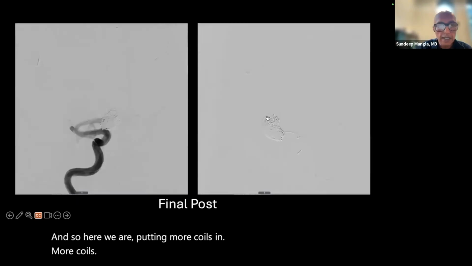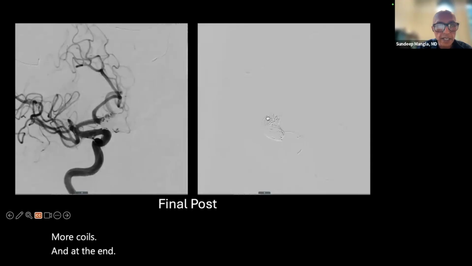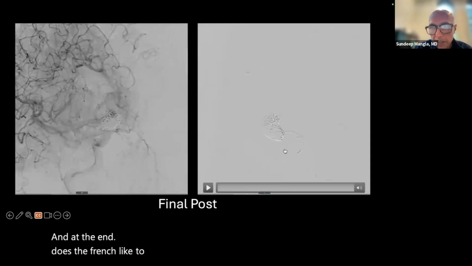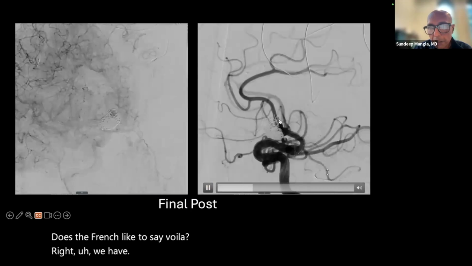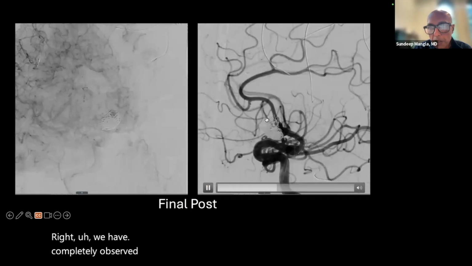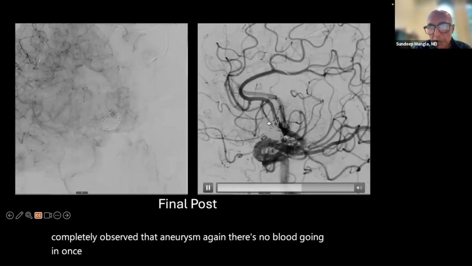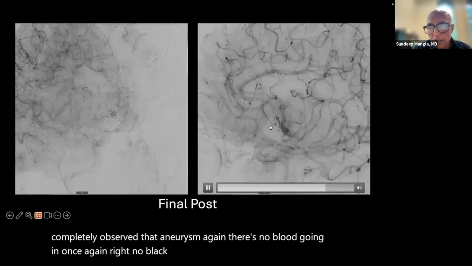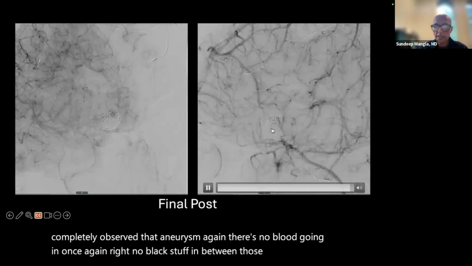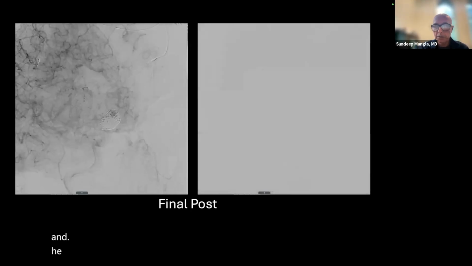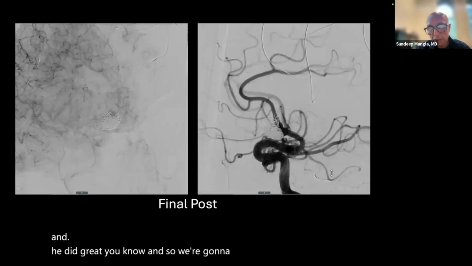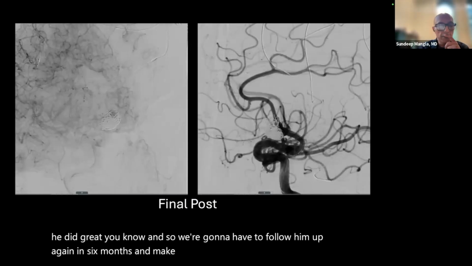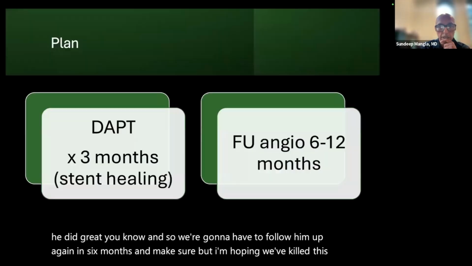And at the end, as the French like to say, voila, right? We have completely obliterated that aneurysm again. There's no blood going in once again, right? No black stuff in between those coils, and he did great, and so we're going to have to follow him up again in 6 months and make sure, but I'm hoping we've killed this ugly gorilla.